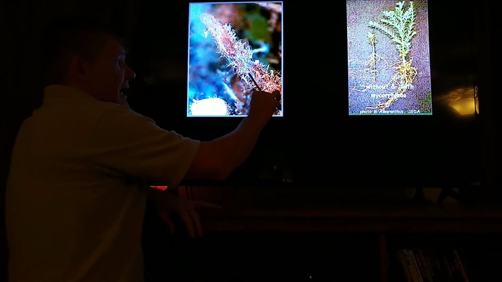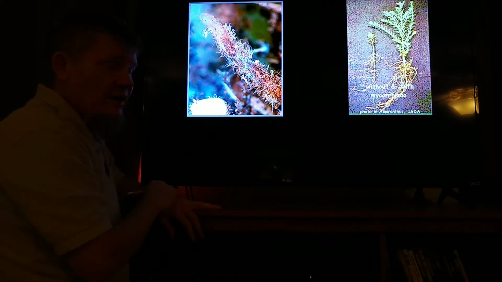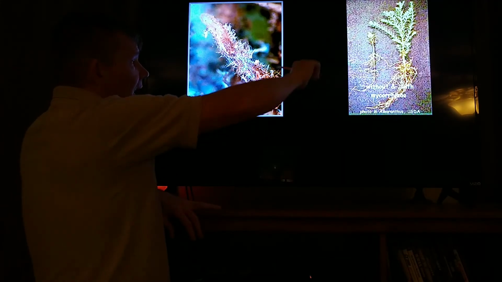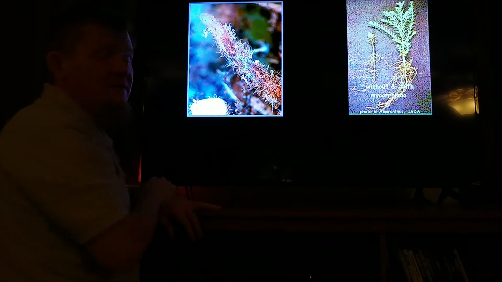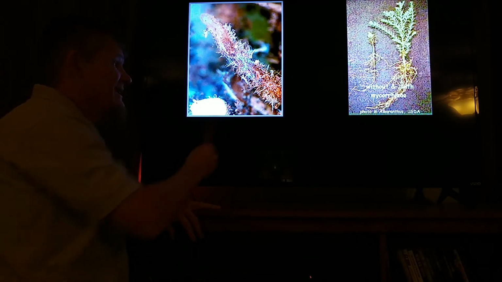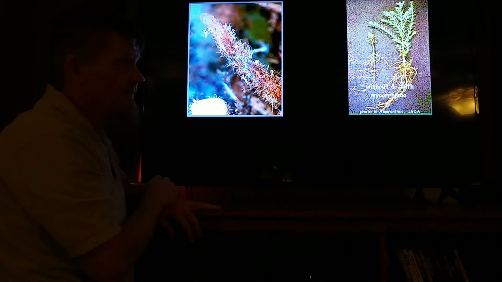If you can see, there's tiny little spider webs that are woven in and out of those root hairs. That is mycorrhizae. That is a fungus that is growing, weaving in and out of the hairs of this plant. And what that does is it will absorb water for the plant, deliver the water to the plant, and the plant helps the fungus by giving it food.